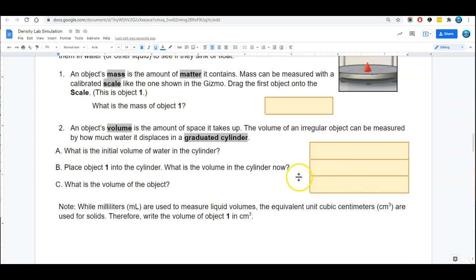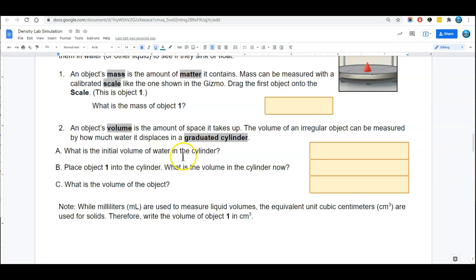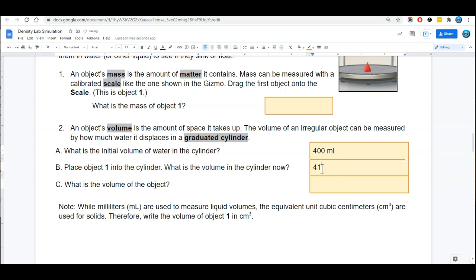It says to pick up object 1 and put it into the graduated cylinder. So let's go over here, object 1, drop it in. What it's asking you is, what is the initial water level? It started off at 400 mLs. And then where does it go to? If you come back, it goes to 414.2. What is the volume of the object? The volume of the object is always how much water it moved out of the way. So in this case, it is 14.2 mLs. And I should put my units here as well.